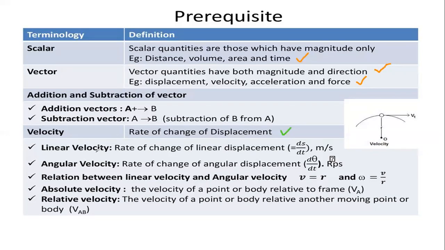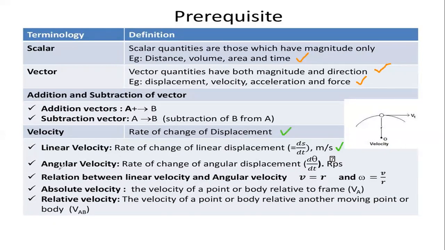The linear velocity is termed as the rate of change of linear displacement, that is equal to ds by dt. The unit is meters per second.